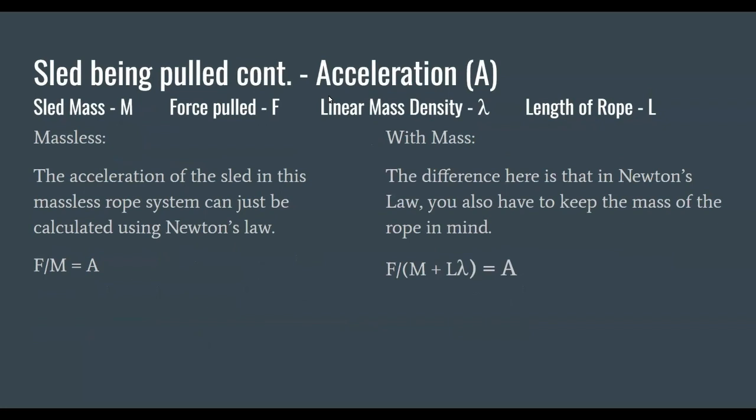So, for our scenarios, a massless scenario, the acceleration of the sled in this massless rope system can be calculated using Newton's law, which is just force divided by mass, to get acceleration. Pretty simple. But with the mass, the difference is it's still Newton's law, but you have to keep the mass of the rope in mind as well. So for this equation, acceleration is equal to force divided by the mass plus the length times lambda, which is said down there, right here.